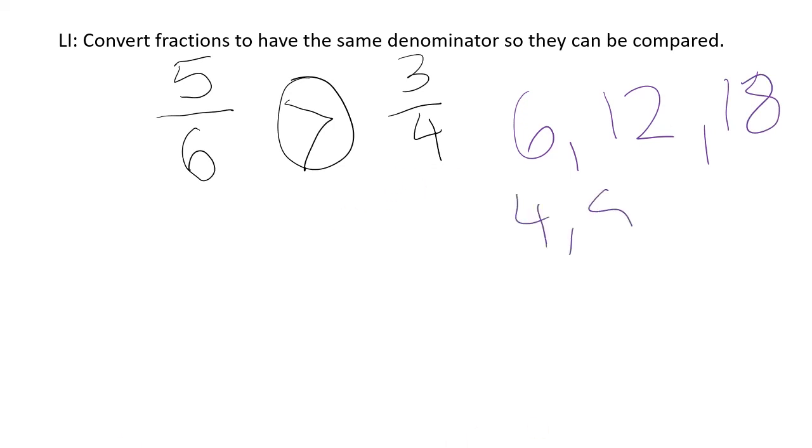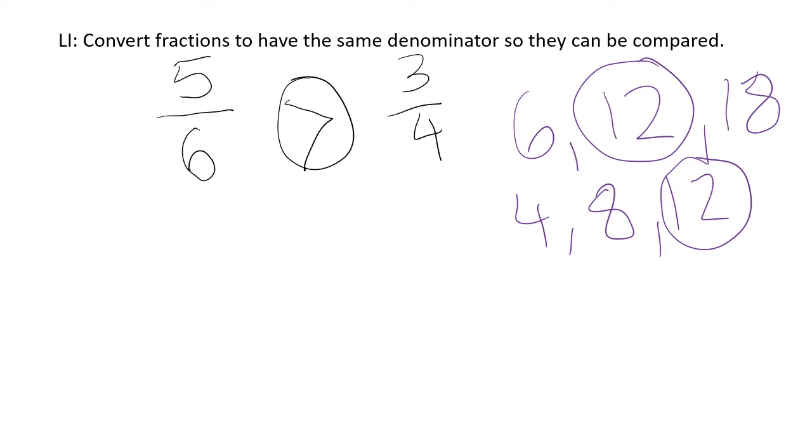4, 8, 12. Oh, I can see that there is a common number. I can see the number 12 appears in both counting patterns. This will be known as my lowest common denominator. So, to do this, I need to use my knowledge of my multiplication. So here, if I'm thinking about my number 6, how many times did I multiply 6 by to get to 12? This was 1, 2.